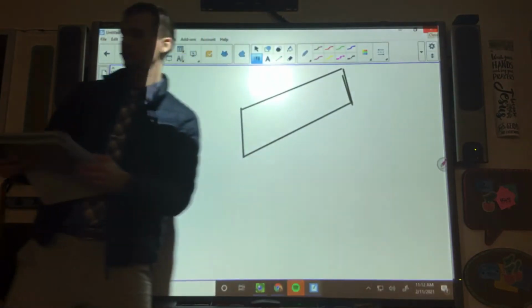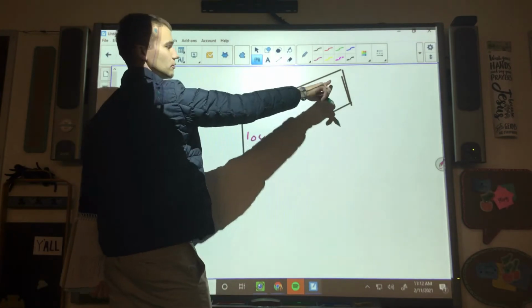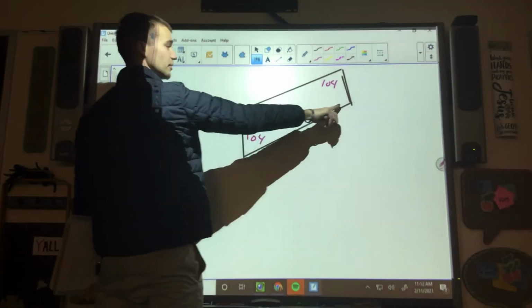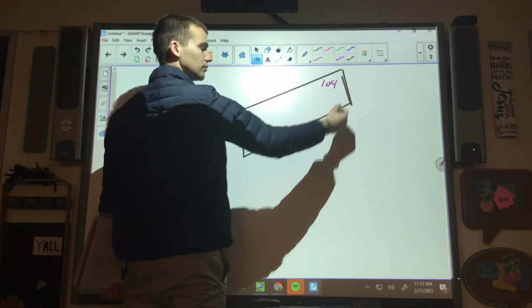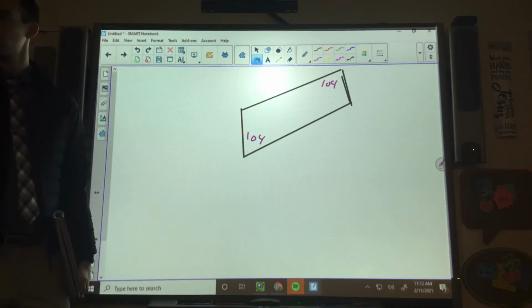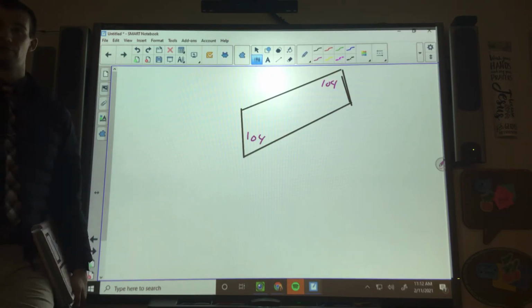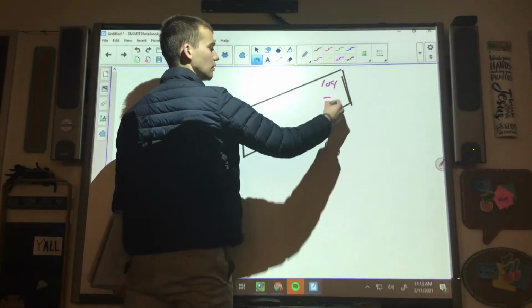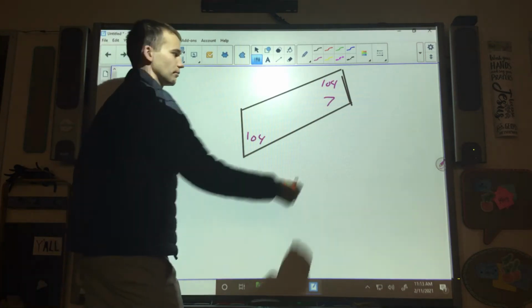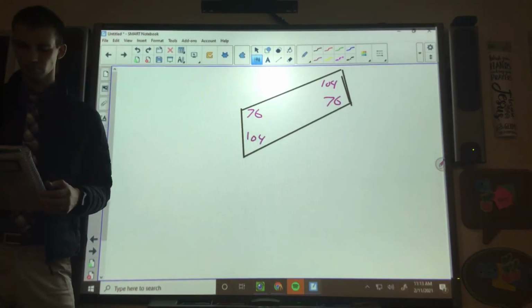There. Alright, so we know this one's 104, so this one is also 104. And these are consecutive, so if this is 104, we have to do 180 minus 104 to find this, which is... 180 minus 104 is 96. Nope, that would be 200. That would be 200 minus 104, yeah? It's 70. Hang on. Oh, it's 76. Yep, 76. If this is 76, then this is 76. There you go. I lost it for a second.